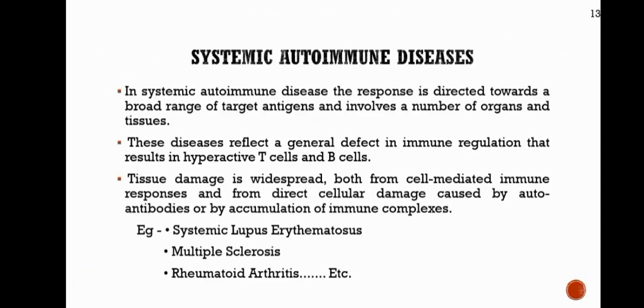Systemic autoimmune diseases. In systemic autoimmune diseases, the response is directed towards a broad range of target antigens and involves a number of organs and tissues. This disease reflects a general defect in immune regulation that results in hyperactive T cells and B cells. Tissue damage is widespread both from cell mediated immune responses and from direct cellular damage caused by autoantibodies or by accumulation of immune complexes. Examples: systemic lupus erythematosus, multiple sclerosis, rheumatoid arthritis, etc.